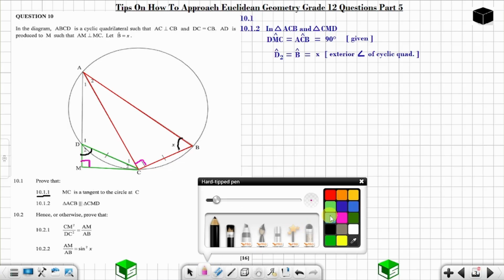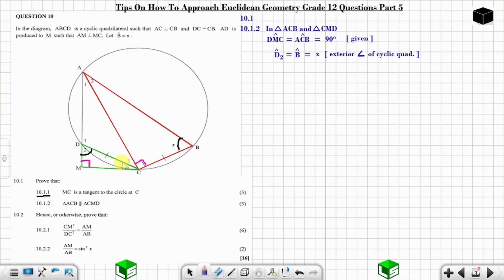Now you have this angle and this angle. Automatically the two angles are equal. So angle C2 is equal to angle A2. The reason is sum of angles in a triangle. Now you can say, therefore triangle ACB is similar to triangle CMD using angle, angle, angle.